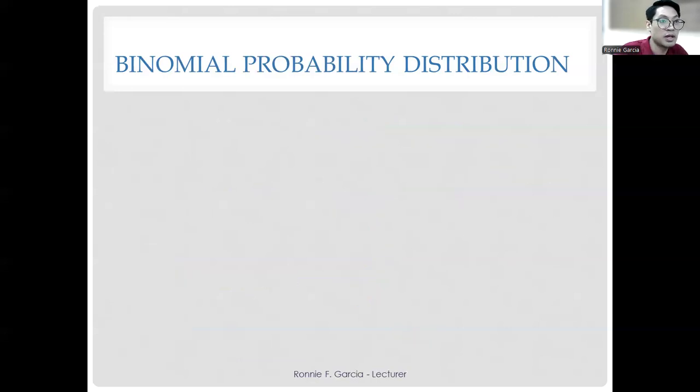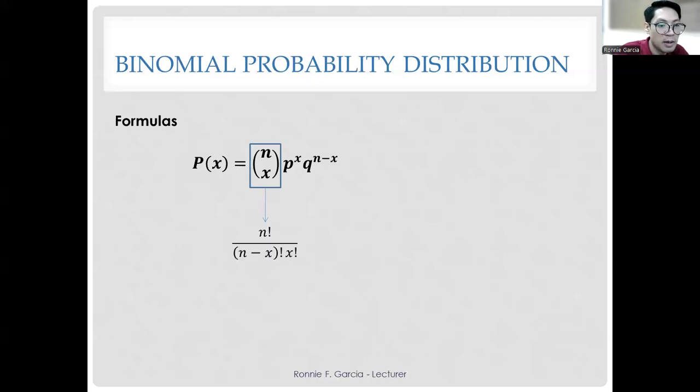What are the formulas for the binomial probability distribution? Let's have the first one for the probability. To get the probability of an event X, you need to calculate N taken X, or the combination of N and X, or the total number of ways to have the desired outcomes, or how many ways to have X successes. This is simply computed using the formula N factorial divided by the difference of N minus X factorial times X factorial.